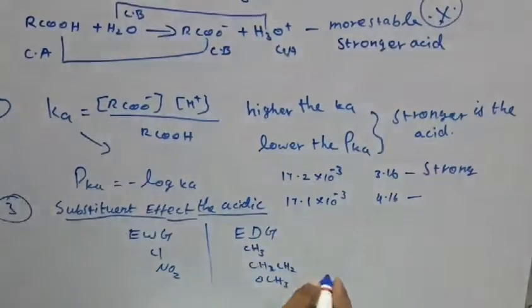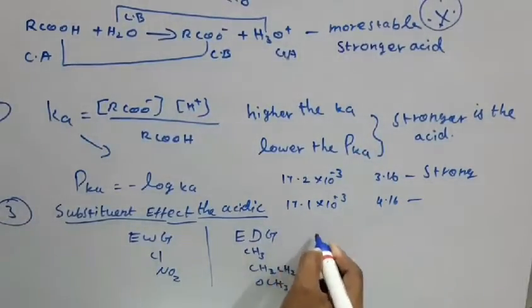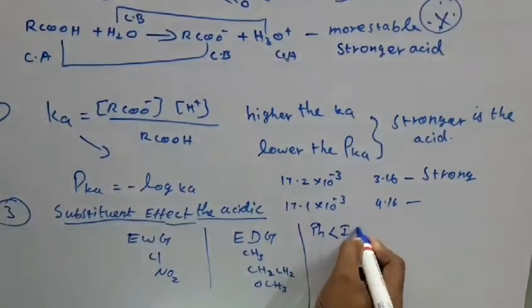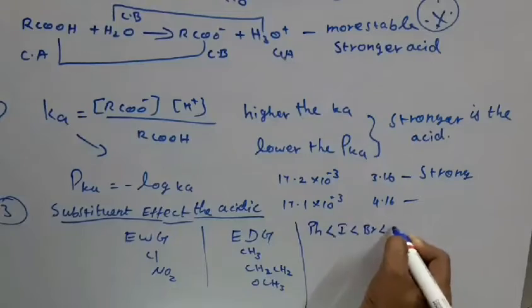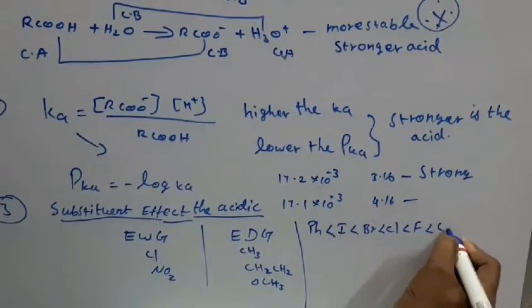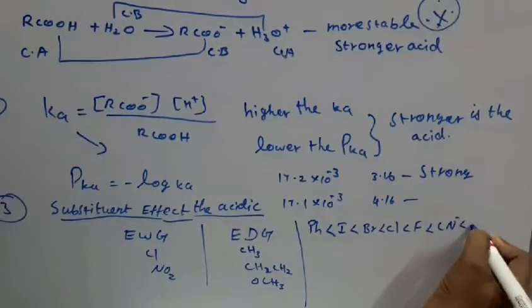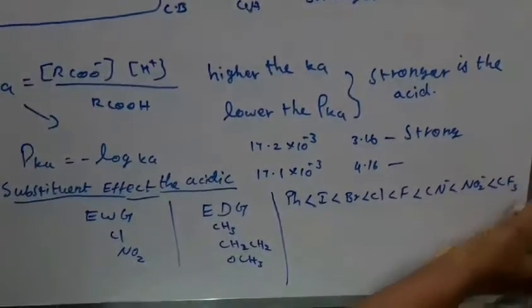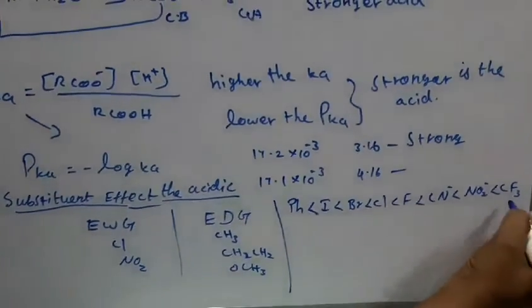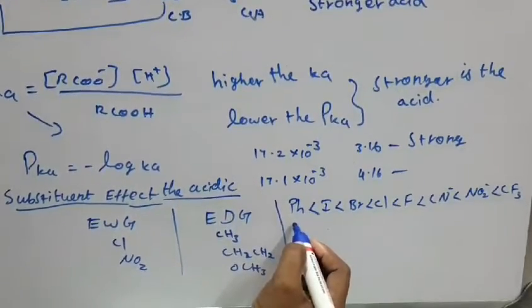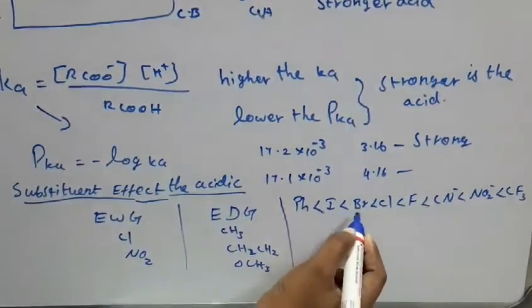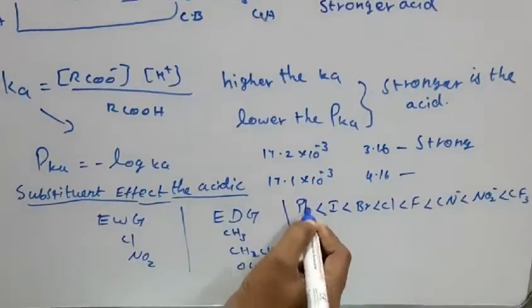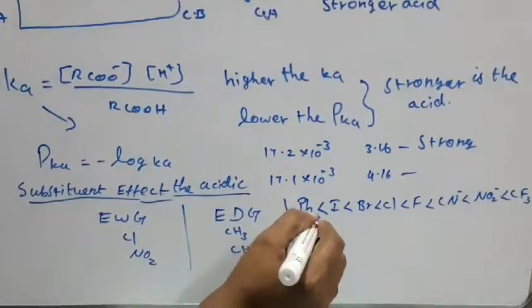I will tell you the order of the substituents: phenyl less than iodine less than bromine less than chlorine less than fluorine less than CN less than NO2 less than fluorocarbon. This one is the most acidic, and this is the least one. So for fluorine, the halogens also affect the acidic character as substituents. So this is the presence of substituent in alkyl group or aryl group.